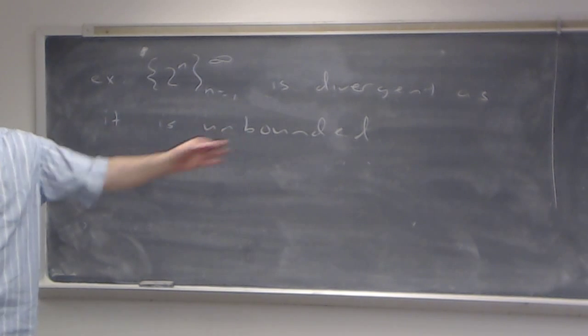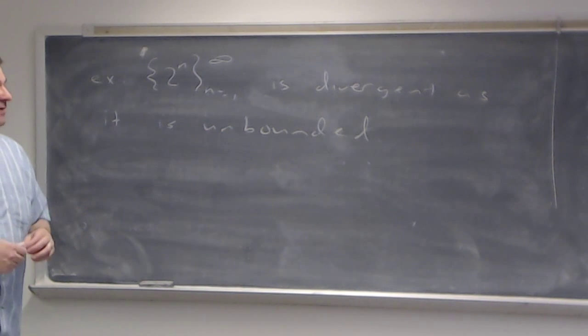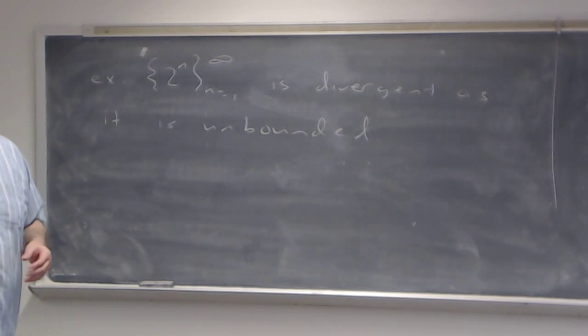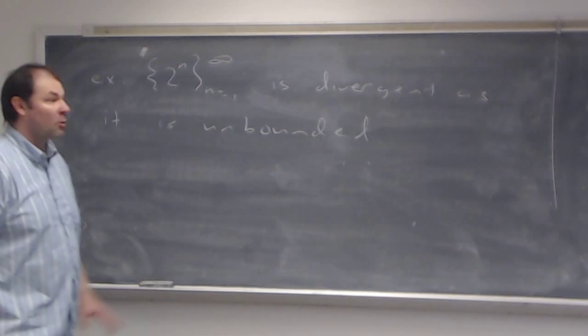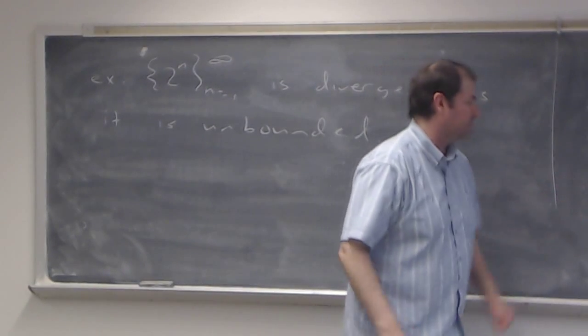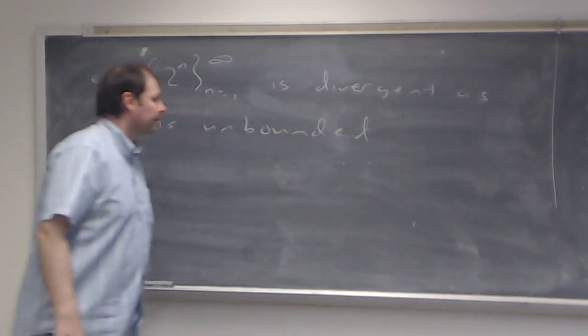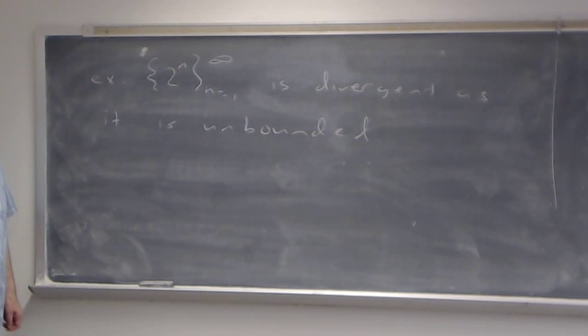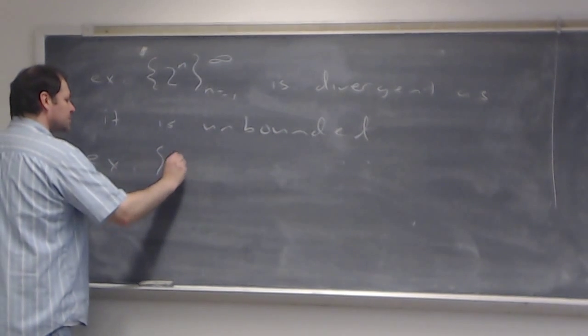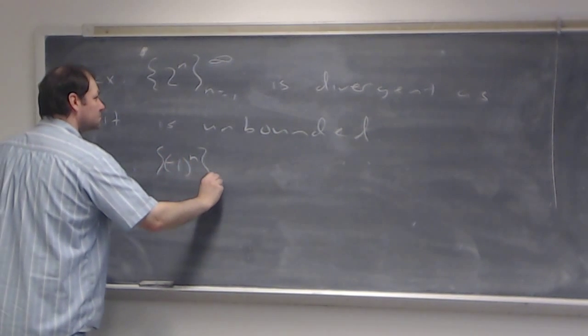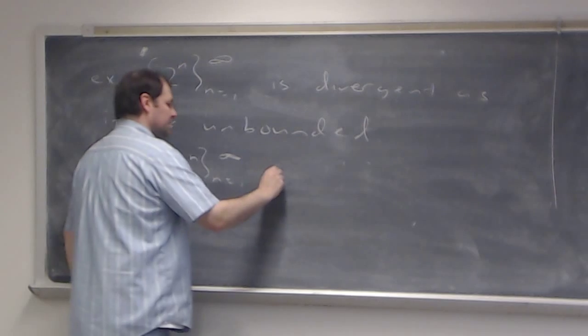But here's a wrinkle. If we take this divergence theorem, we're not really proving everything here. Well, we've already proved it by previous work. But we can use this divergence criteria to show, as an example, that minus 1 to the n is divergent.